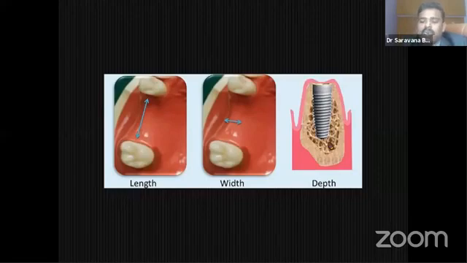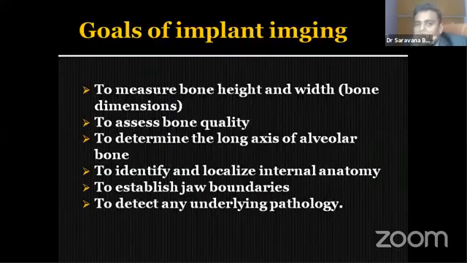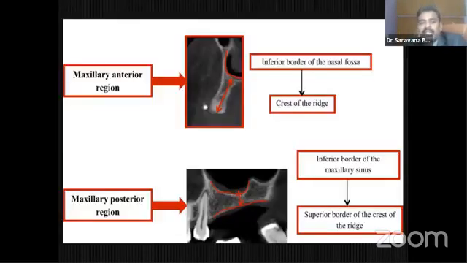Before going for implant planning, you can measure the bone height and width, assess the quality of the bone, that is the density of the bone, and determine the long axis of the alveolar bone, whether it is lingually tilted or labially tilted. Identify and localize the internal anatomy. Are there any cysts or tumors, any pathology, or any osteoporotic bone cavity? Before going blindly for the implant, you should analyze everything to establish the boundaries of the jaws. Is there any underlying pathology?